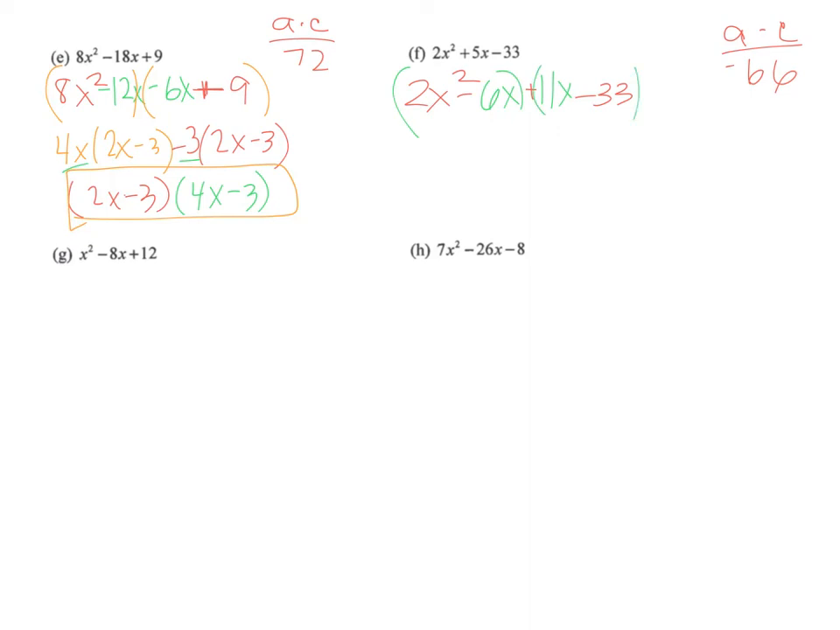And 2x squared and 6x is 2x, and we're left with x minus 3. 11x and 33 is 11, and we're left with x minus 3. So, sorry, not 33, just 3. So x minus 3 is our first term. Our second term is 2x plus 11.